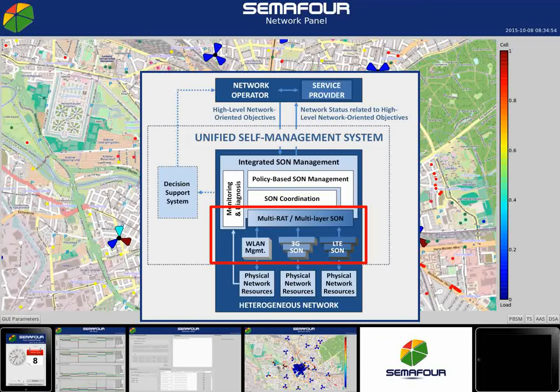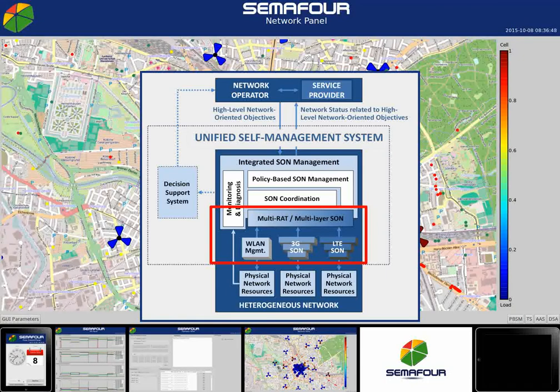Examples of advanced multi-layer and/or multi-RAT SON functions are LTE Wi-Fi traffic steering, inter-RAT dynamic spectrum allocation, and self-optimized vertical sectorization. Jointly, the integrated SON management layer and the self-optimization functions aim at a continuous optimization of the existing heterogeneous network.